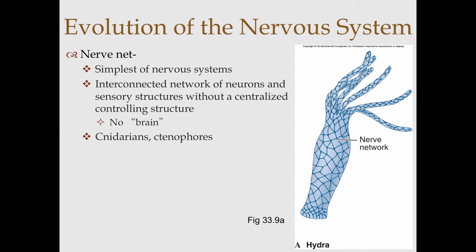Let's now talk about the evolution of nervous system diversity in animals. Some of the simplest animals we'll discuss in the semester include things like cnidarians and ctenophores, and they have what is called a loose nerve net. It's the simplest of all possible nervous systems. There's an interconnected network of neurons to sensory structures, but there is no centralized controlling structure or no brain. So it's just this loose network.